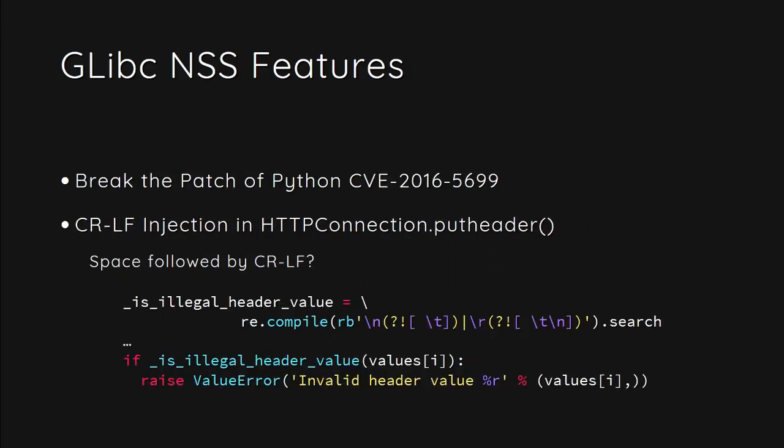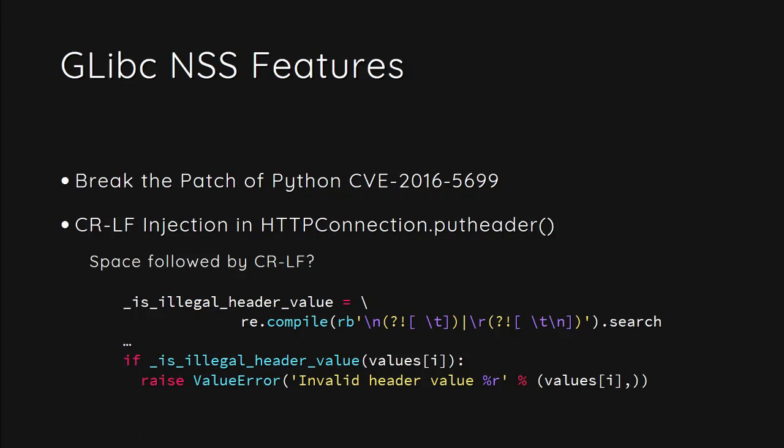Let's break the patch of the Python CVE-2016-5699. It's a CRLF injection in the function putheader of module httplib. It also affects both urllib and urllib2 because they use httplib to construct their HTTP request. Python uses a regular expression to ensure there is no new line in the header. Otherwise, it will raise an error.